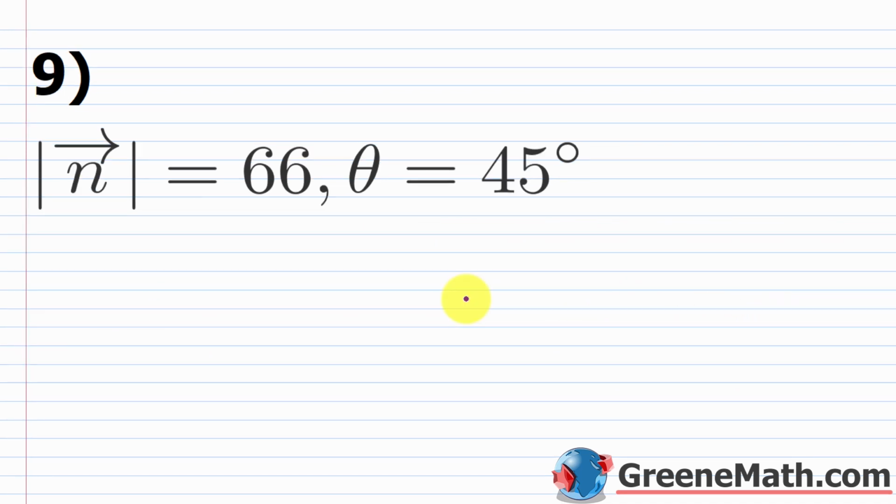All right, let's take a look at problem number 9. So here we're given that the magnitude of my vector n is 66 and the direction angle theta is 45 degrees. So we want to find the component form. So for the vector n, let's just go ahead and set it up like this.